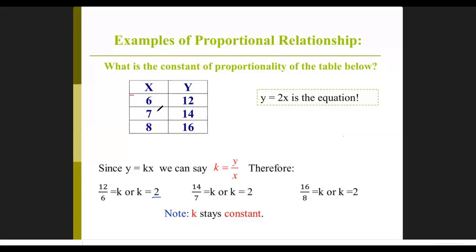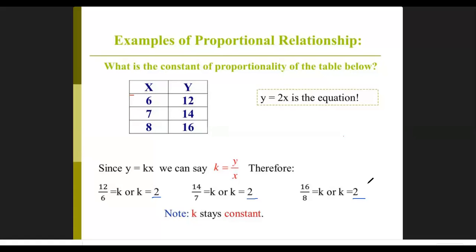14 divided by 7 equals how many? 2. 16 divided by 8 equals how many? 2. What do you know? Let all of them divide, they have the same constant, which means K stays constant. So this relation is proportional. As I said, the first step is to search for the K.